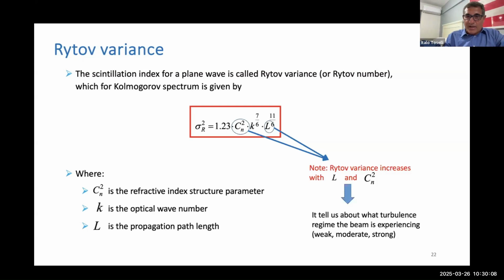Or the opposite case, when Cn squared is very, very small. Let's suppose I'm at 10 kilometers of altitude, and I'm propagating my beam for many kilometers, but still I'm probably in the weak turbulence regime, because in this case the Rytov number is lower than 1. So basically, the Rytov number is used to distinguish the turbulence regime, and when it is lower than 1, it means that you can use the Rytov method and that you are in a weak turbulence regime.